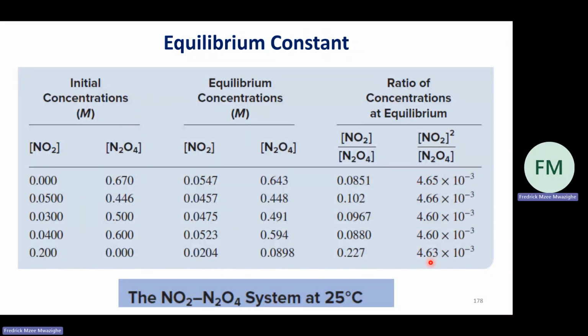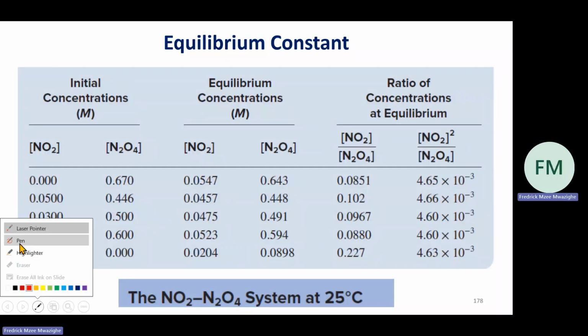This particular value that we get here is what we call the equilibrium constant, because this ratio is determined from the equilibrium concentrations. You square the concentration of NO2 and divide by the equilibrium concentration of N2O4. You get a constant that we refer to as the equilibrium constant. Notice here the NO2 concentration is squared.